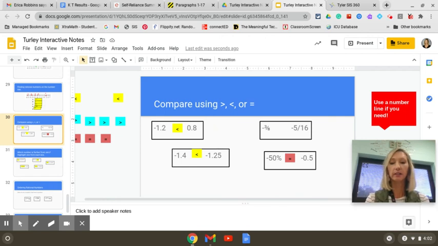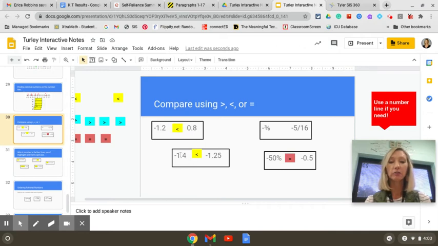Okay, guys, I'm on slide 30. I went ahead and dragged some of these inequality symbols over just to save time since my computer's really slow. But we have a negative 1.2 and a 0.8. Positive numbers are always going to be greater, so the correct symbol would be less than. Negative 1.2 is less than 0.8.